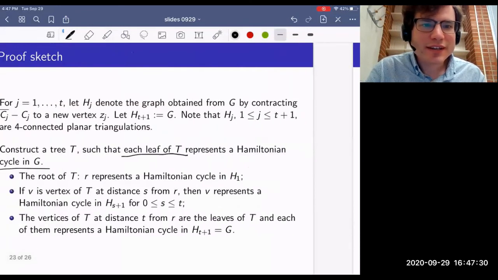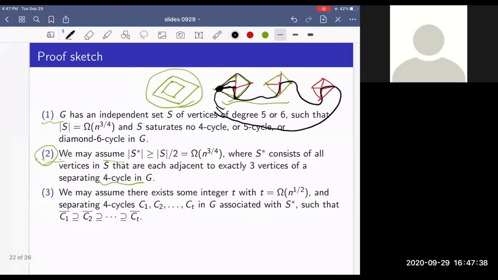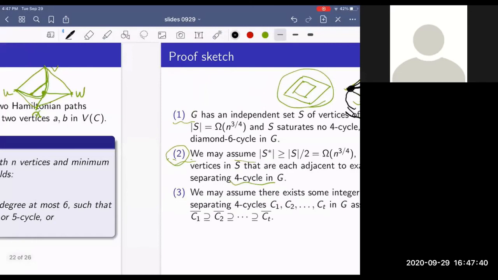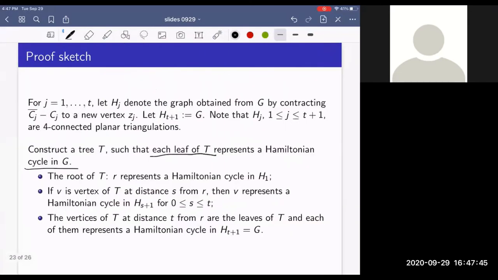Xiaonan, could you just have the slide with the definition of the tree up? I just want to read it. Oh, this one? No, the next one. Next one after this. Oh, yeah. Thank you. Actually, for the trees, because now we have a lot of nested separating 4-cycles.